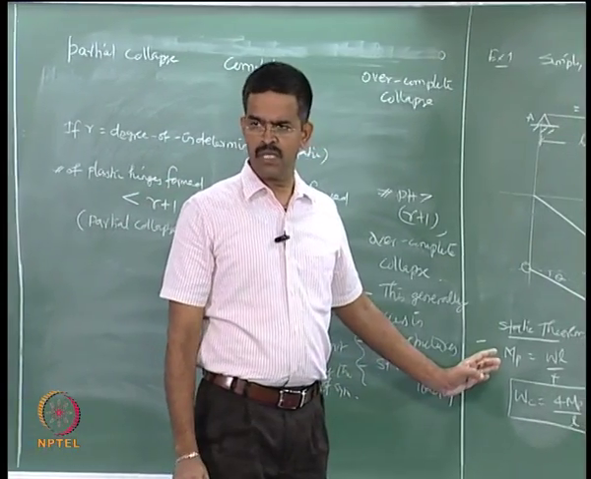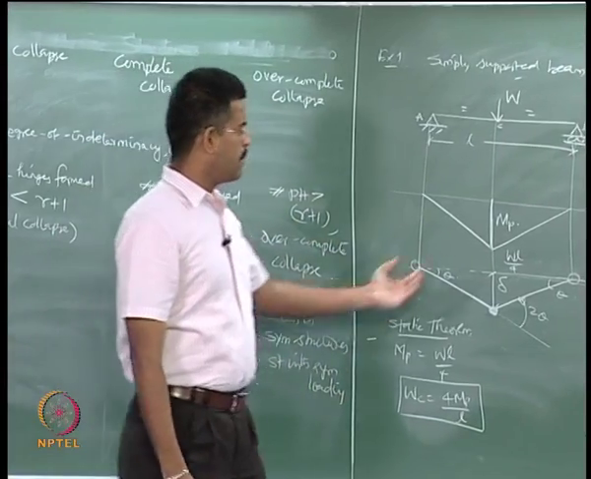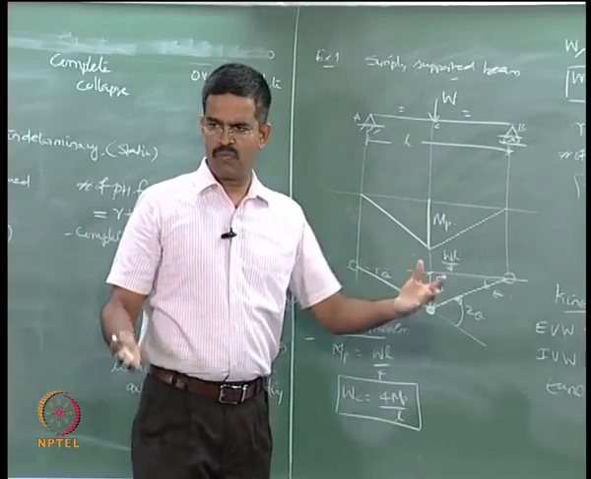Any confusion in this example? I started with a very simple example just to understand, because the bending moment diagram for a simply supported beam is what we all know.